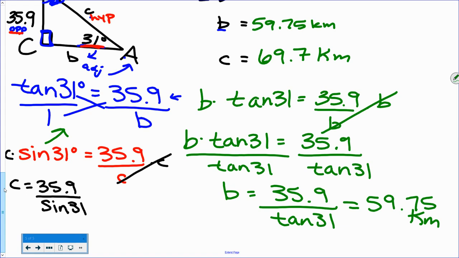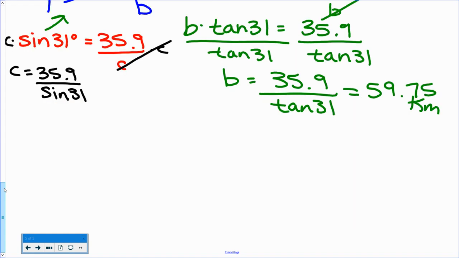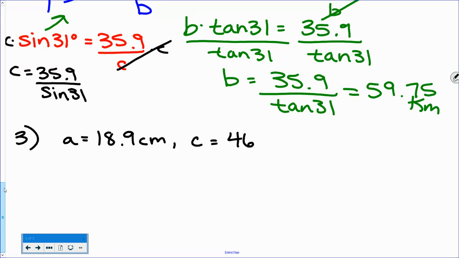All right. I know these problems do take some time. I do want to show you another type of example because it's going to be a little bit different. So I'm going to give you little side A, 18.9 centimeters, and little side C, 46.3 centimeters. So I did not give any angles this time.